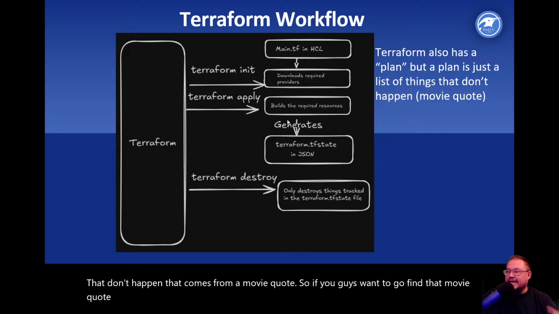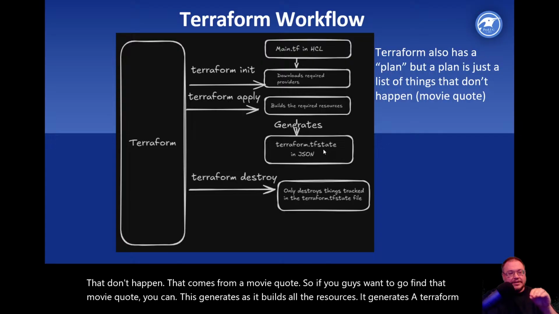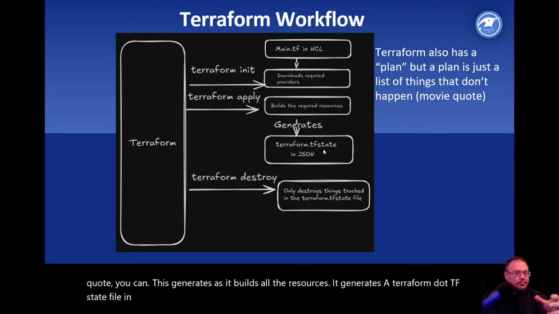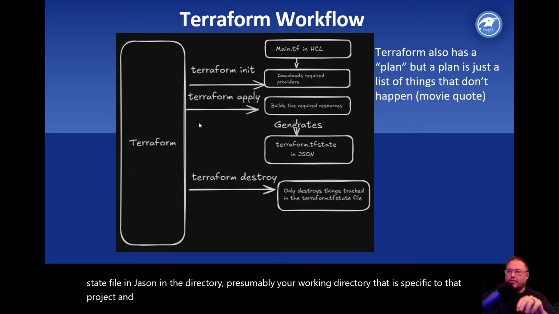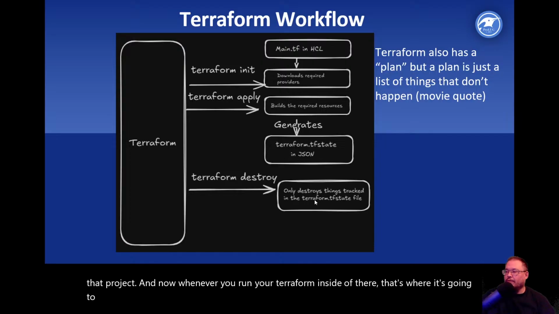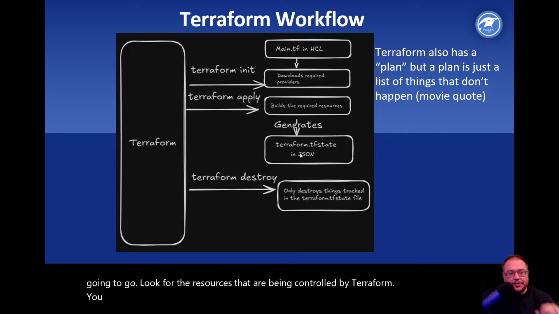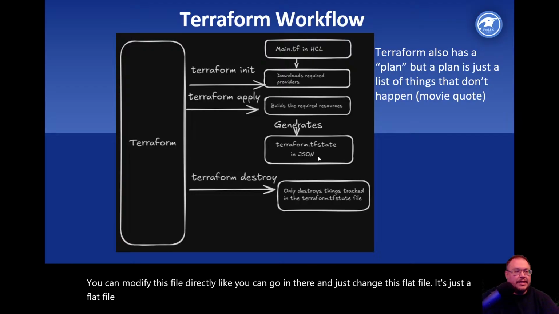As it builds all the resources, it generates a terraform.tfstate file in JSON in the directory, presumably your working directory, that is specific to that project. And now, whenever you run your Terraform inside of there, that's where it's going to look for the resources that are being controlled by Terraform. You can modify this file directly. You can go in there and just change this flat file. It's just a flat file in JSON. But they highly recommend you don't. I highly recommend you don't.